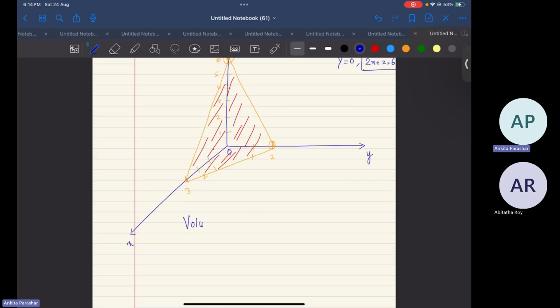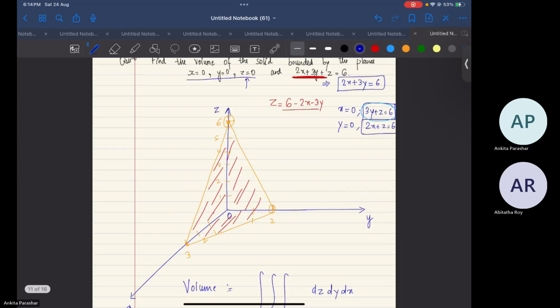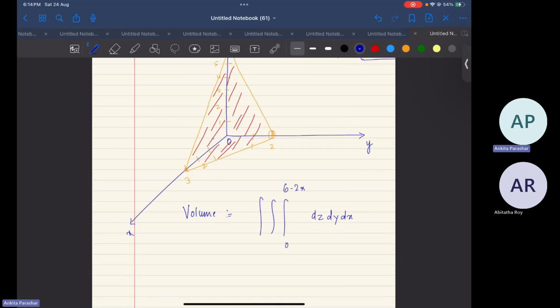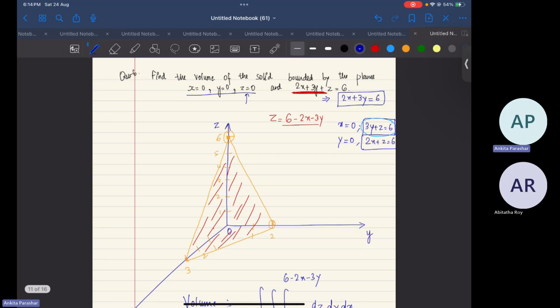So volume equal to, as we know, volume is triple integration. I will just simply write dz, dy, dx. Z is being bounded by a certain surface that you know: 6 minus 2x minus 3y. Now, in order to determine the limits, because it is bounded by this plane, can you tell me the limits for x and y from that? Y will go from 2 to 0. And where does x go?